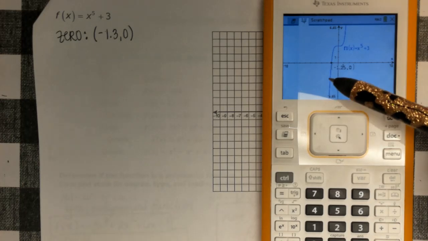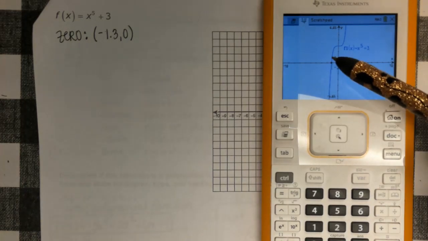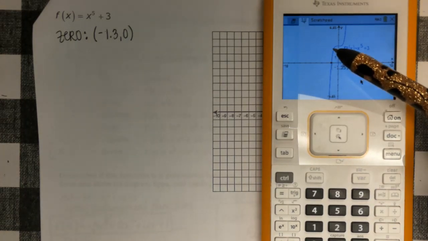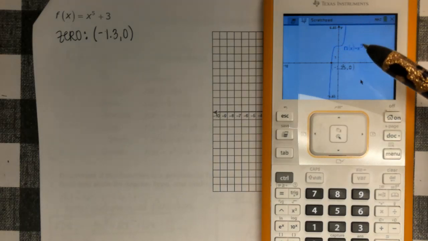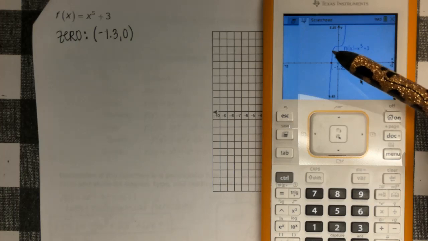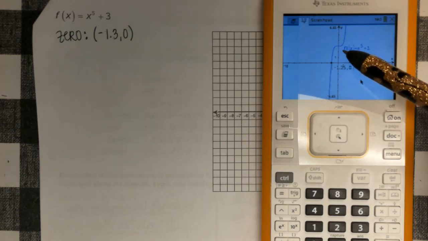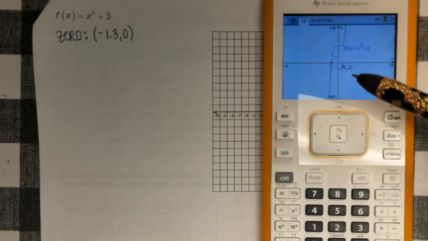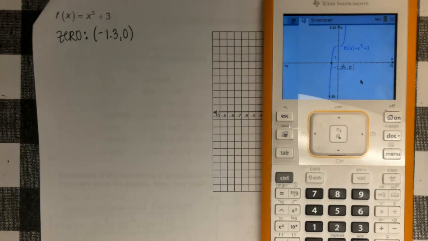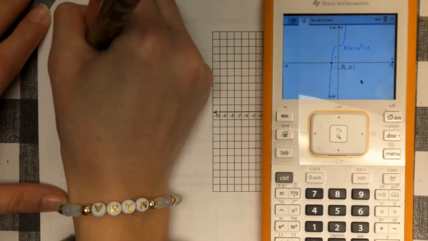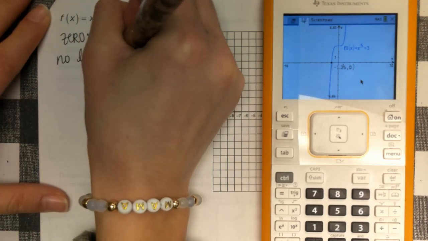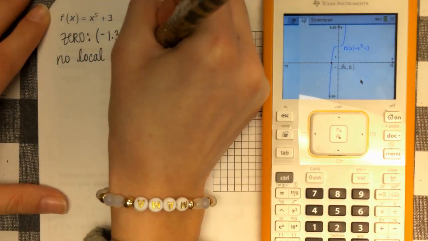Now look at your graph. Okay? See how it goes up and then it kind of flattens out and then it starts going up again? These two little bitty curves really are not max or mins. Okay? So it's okay if you don't have a local max or min. I'm just going to put no local max or min.